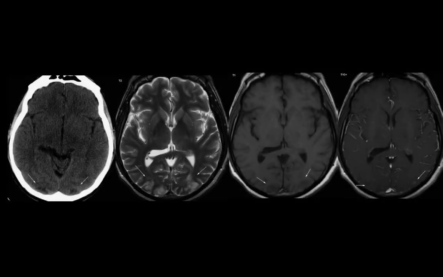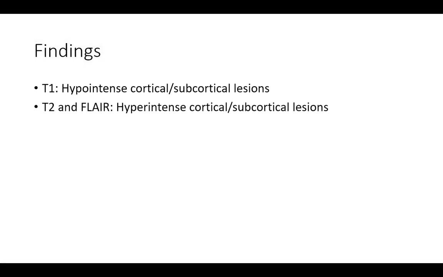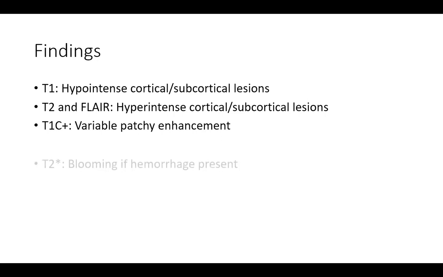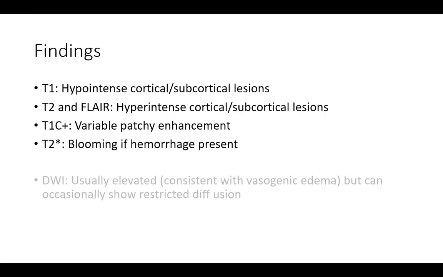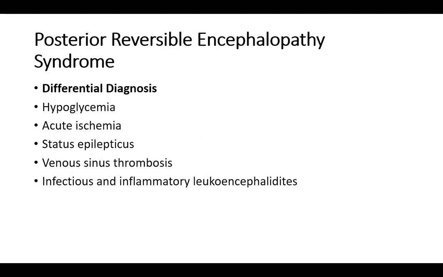This is another case, showing CT, and these are the MRI T2, T1, and post contrast. On T1 there are hypointense cortical and subcortical lesions, which are high in T2 and FLAIR, and these lesions show variable patchy enhancement. And on diffusion there is restriction of diffusion in these images.